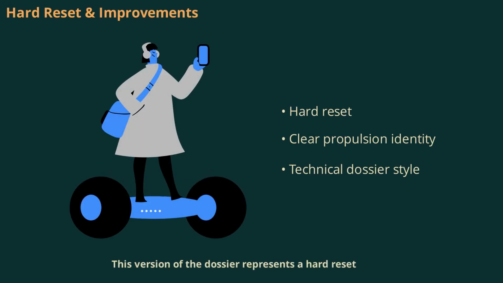This version of the dossier represents a hard reset, free from previous naming conventions or speculative elements. NOVA-Σ now stands as a clearly defined propulsion identity, with explicit 4K diagrams and equations directly tied to the physics. Materials are upgraded and mapped to their functions, and the document reads like a true defense or aerospace technical dossier, ready for use in renders, patents, or program books.